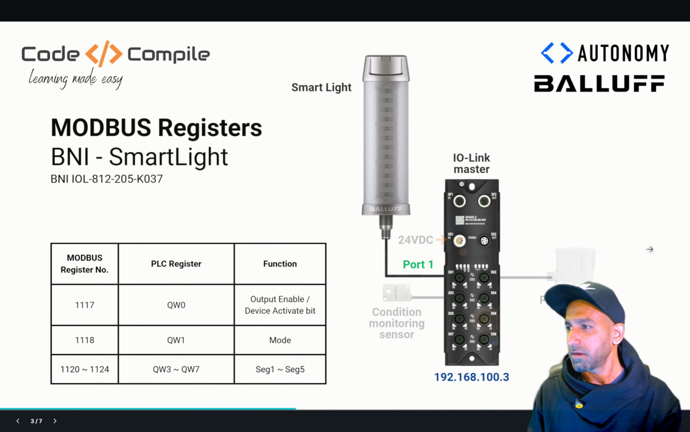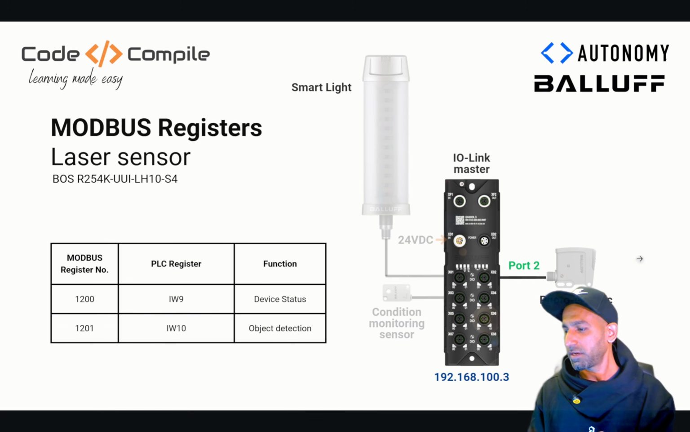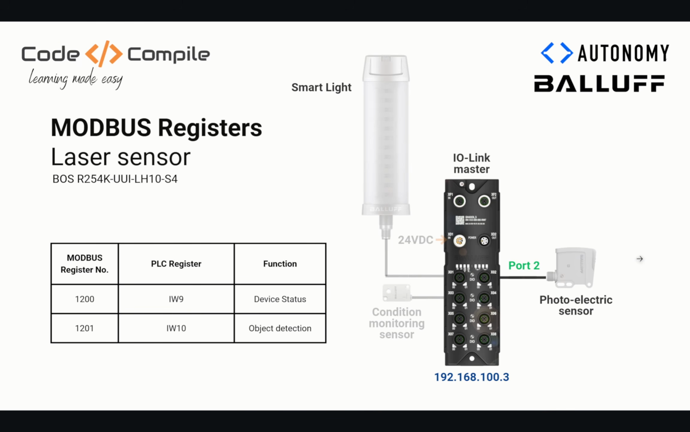Pretty good. So now the next slide, I have a photoelectric sensor. Let me just remove it. So this photoelectric sensor, I'm just reading the object detection. So I have 2 addresses, 1200, which tells me the status. And notice that it says IW 9 and 10 because this is an input value, input registers. So 1201 is the main register that I need for object detection. So this is what I need for my photoelectric.